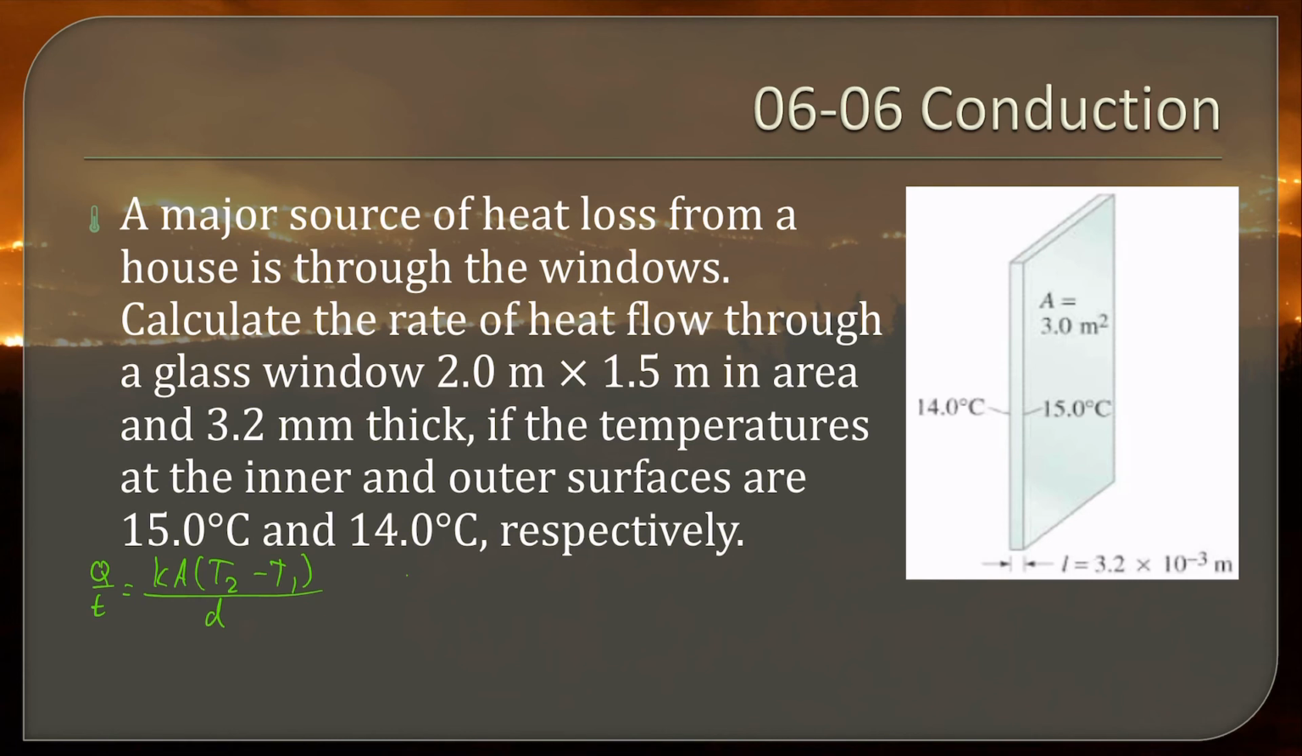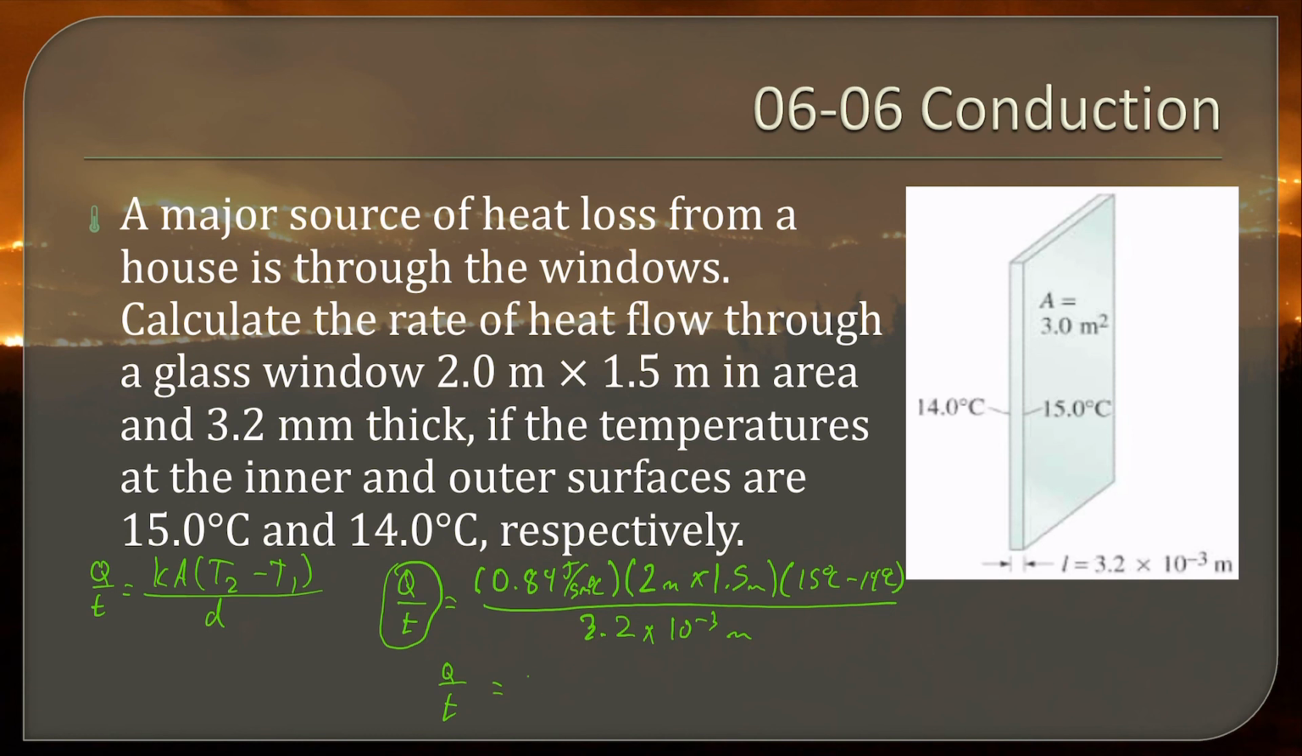All right, so we're looking at the rate, so we actually want this Q over T. That is the variable we're solving for. Glass, K is 0.84 joules per second meter degrees Celsius. Our area would be 2 meters times 1.5 meters. And our temperatures are 15 and 14 degrees Celsius. The thickness of the window is 3.2 times 10 to the negative 3 meters.